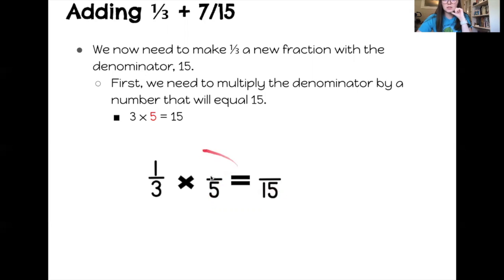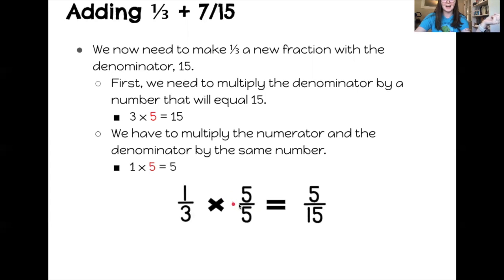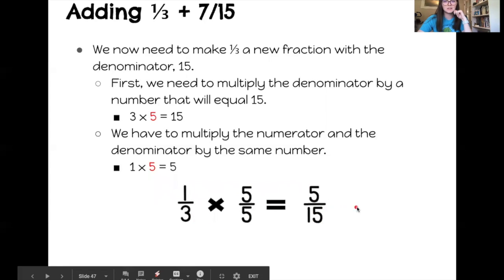And then what do you think I'm going to put up here? What have I done in every other problem so far? I'm going to put a 5 up here, because if I multiply the denominator by something, I have to multiply the numerator by the same number. Okay, you always multiply the top and the bottom by the same number. So my new fraction, instead of 1/3, is 5/15.